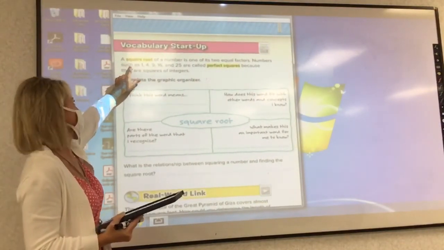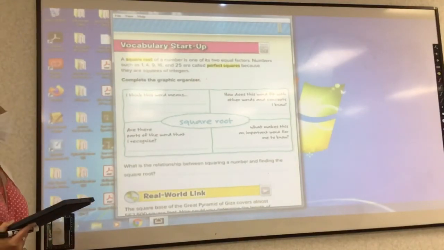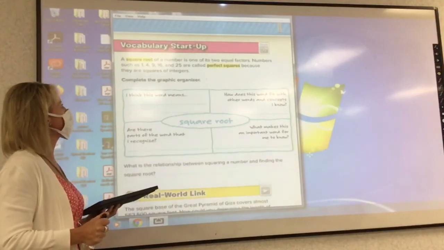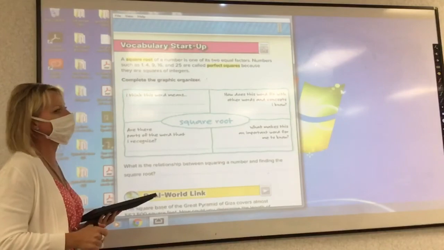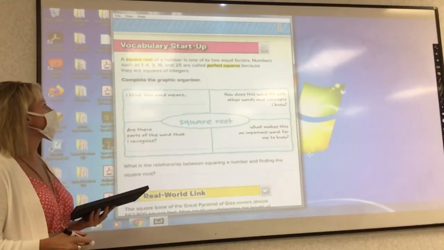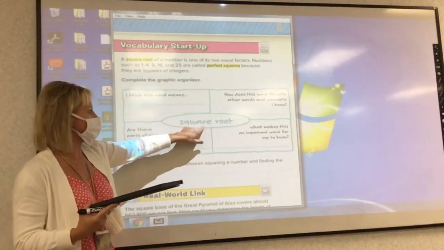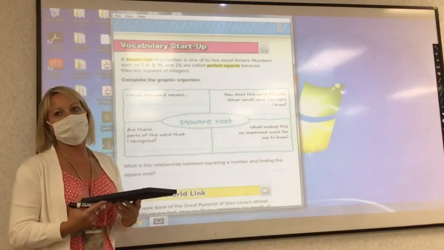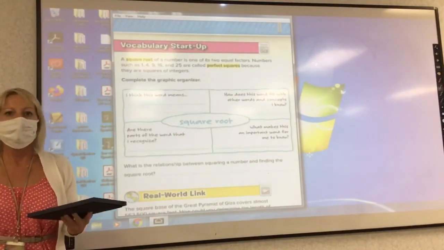Because in those vocabularies, there's this word, square root. And we talked about this yesterday. A square root of a number is one of its two equal factors. Numbers such as 1, 4, 9, 16, and 25 are called perfect squares because they are squares of integers. So we have the word square root. What do we think this word means?